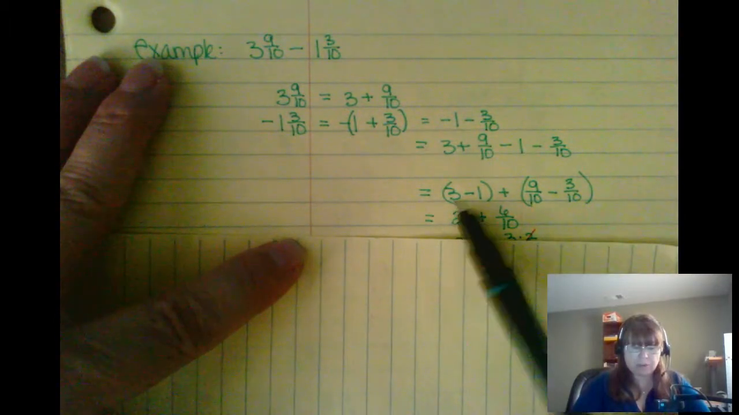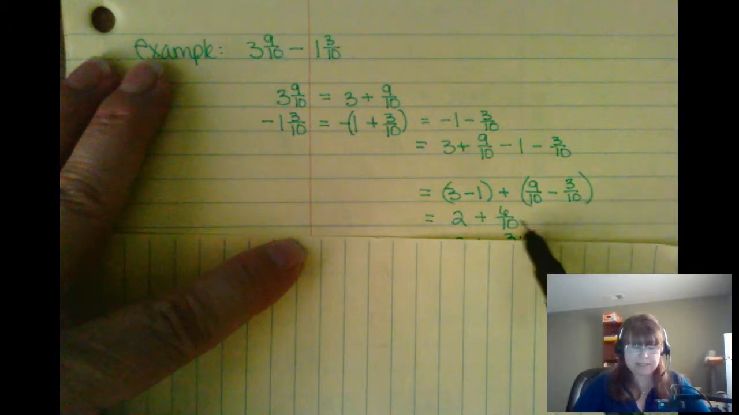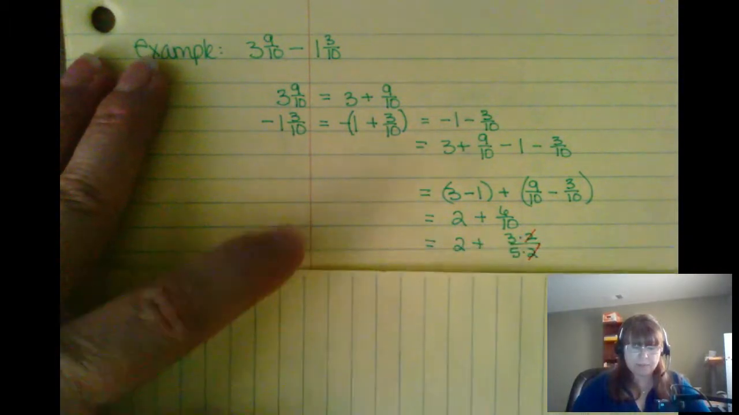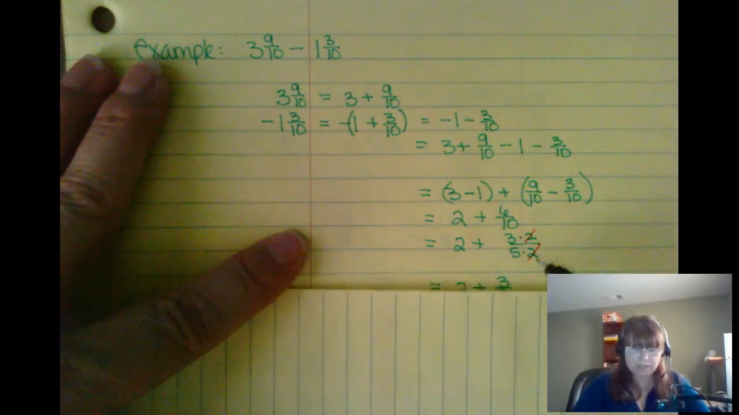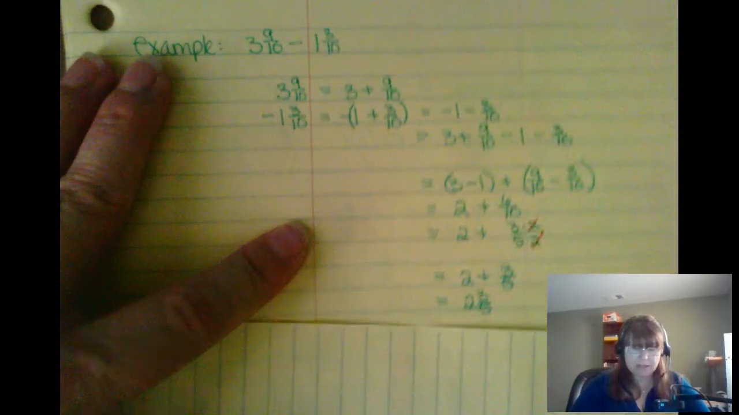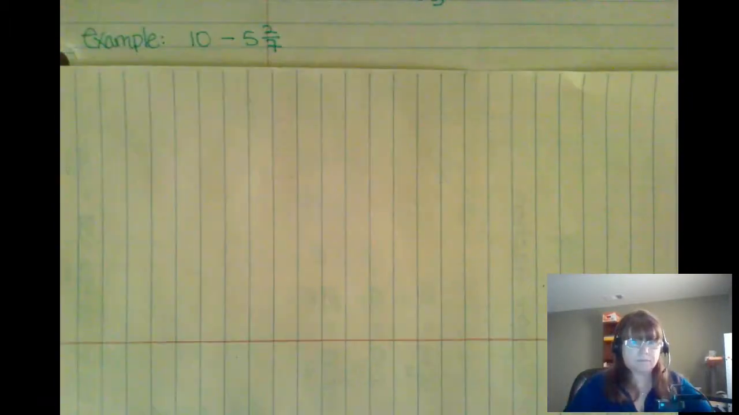Combine like terms. 3 minus 1 is 2. 9/10 minus 3/10 is 6/10. But I can reduce the 6/10 to 3/5. Now I have 2 plus 3/5, and that solution is 2 3/5. Subtraction can be a little awkward, so let's try one more problem together.